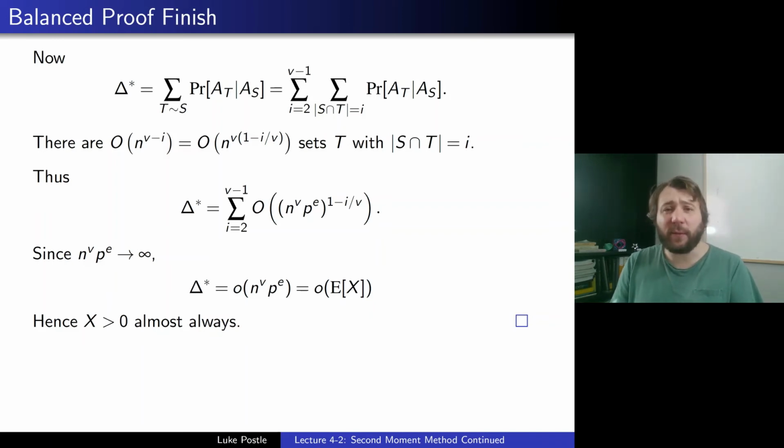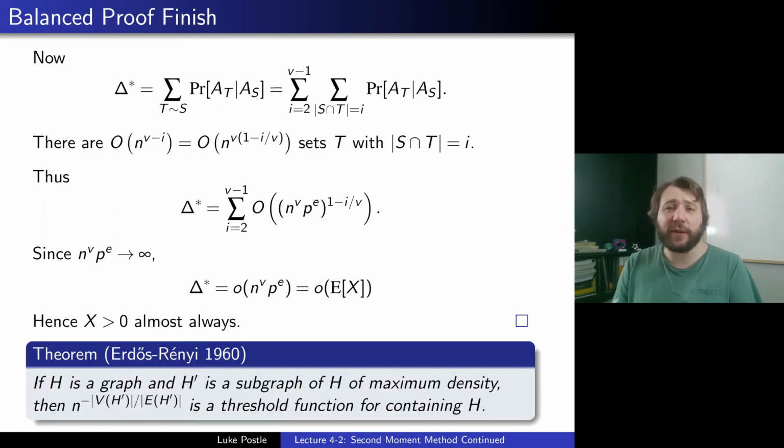That's mostly what I wanted to say about these threshold functions for subgraphs. I will just point out that Erdős and Rényi in 1960, in their paper where they introduced the random graph model, actually showed not only this theorem, they went a bit further and said if H is a graph and H prime is a subgraph of H of maximum density, then n to the minus v of H prime over e of H prime is a threshold function for containing H.